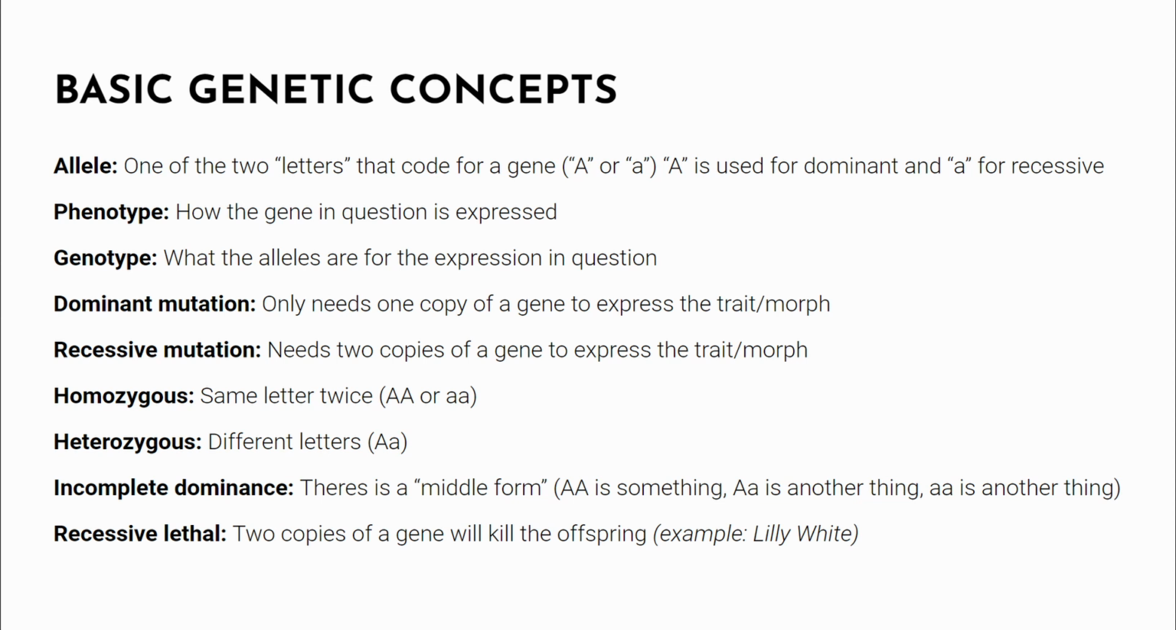An allele is one of the two letters that code for a gene. In genetics, we use letters to indicate whether a copy of a gene is being passed or not. When a male and a female are crossed, they either pass or do not pass a copy of a gene.